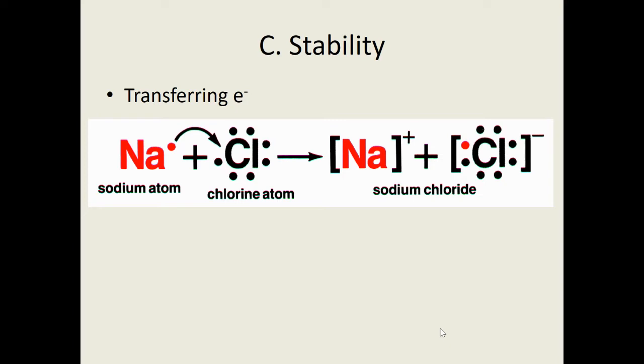Chlorine has 7. It's easier for it to take in one electron than trying to lose those 7, to then again complete its configuration to become like a noble gas. You'll see on the right hand side of the arrow is once we've done this transfer, this is the result. So sodium no longer has a valence electron.